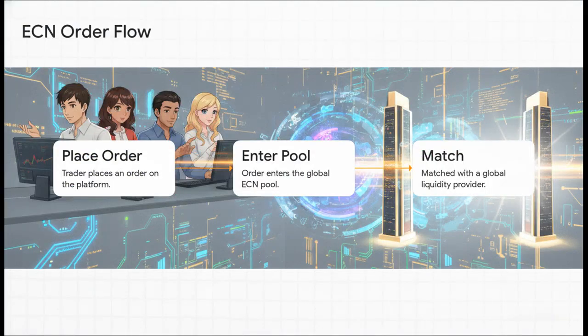The sheer power of that direct market access is really something. If you look at an ECN architecture flow, it's this beautifully transparent 3-step process. First, you place your order. Second, it immediately enters this massive electronic communication network pool. And third, it's instantly matched with a global liquidity provider like a major Tier 1 bank or a huge hedge fund.